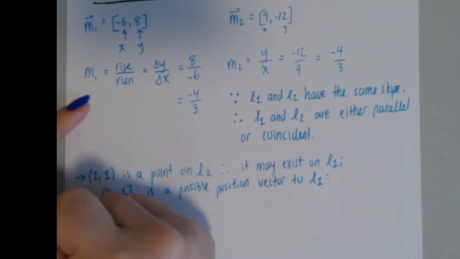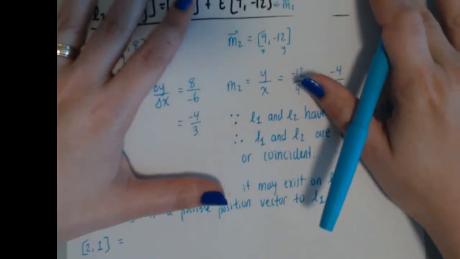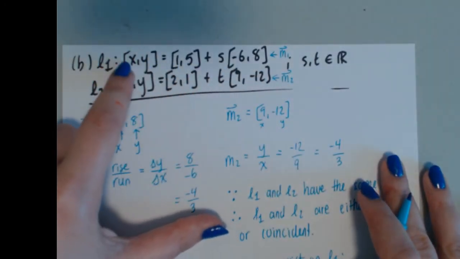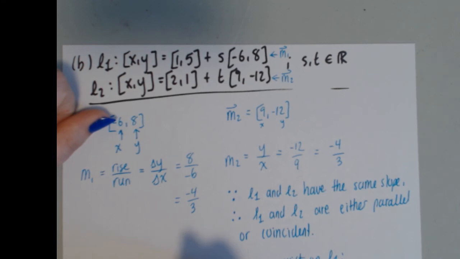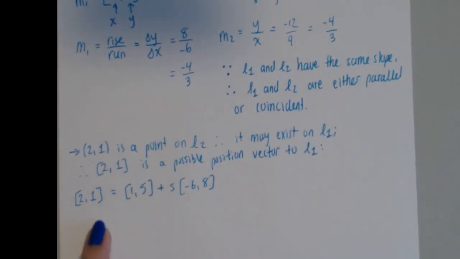Okay, so let's do this. We are taking (2, 1), and we're plugging it into the original equation. So this one right here. Right, so take your (2, 1), stick it in over here. So that's equal to, I'll write it down and then I'll move the page up, plus s times (-6, 8). There we go. So this is what we've got.